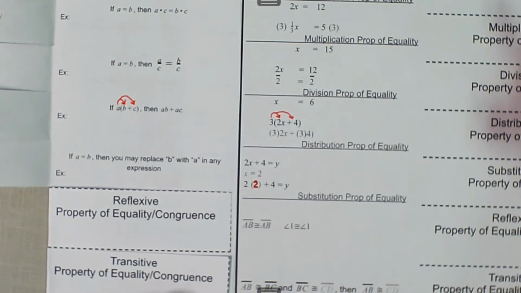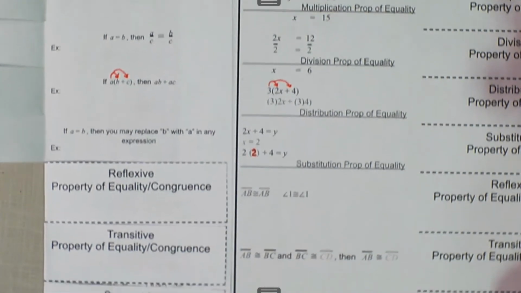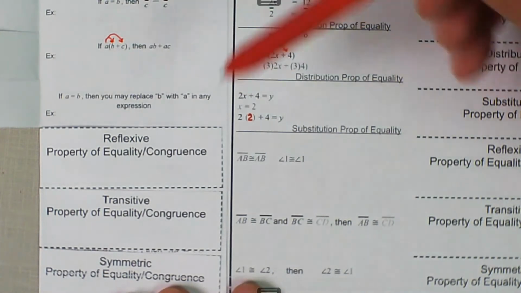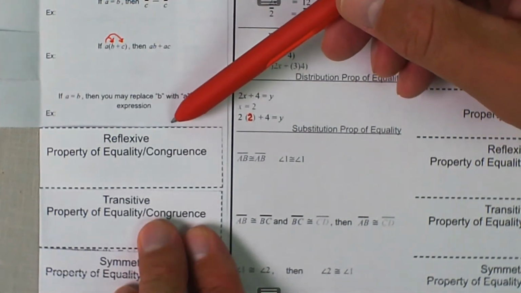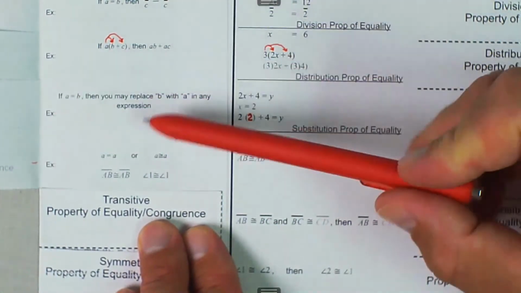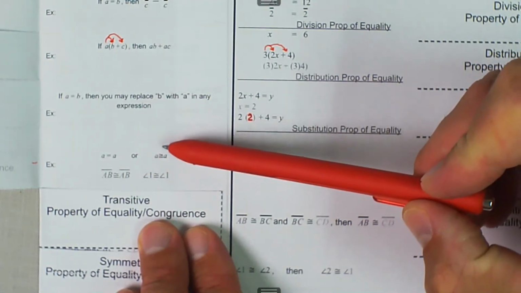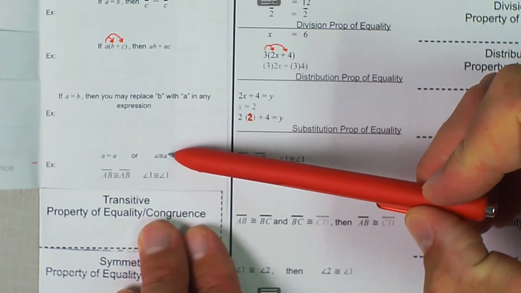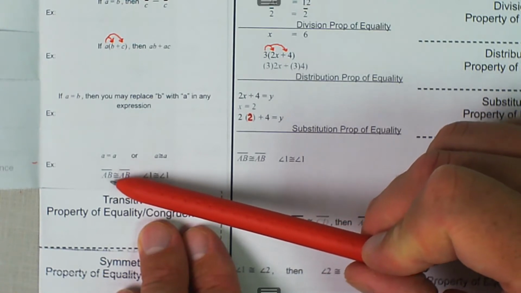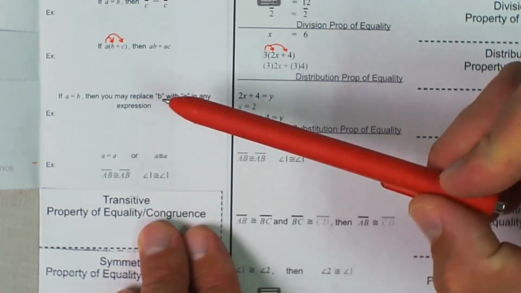So here we get into a little bit of geometry, where previously we were doing a lot of algebra. Reflexive property of equality / congruence. And this is for both. It could be equal or it could be congruent. Well, this makes sense. If A is equal to A, or A is congruent to A. You could also do it with geometric shapes. We have the line segment AB is congruent to line segment AB. That makes sense.